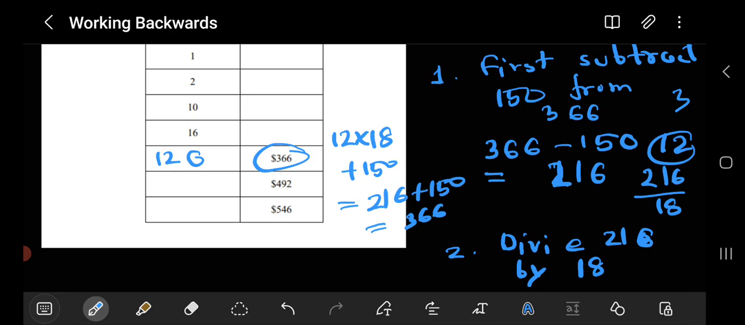So if you know what you did, 150 plus 18 times 10, and you want to undo this, first you are going to subtract. Instead of plus, you will be subtracting. Then instead of multiplication, you will be dividing. So you will be doing exactly the opposite thing to undo the operation. All right, so that's how working backwards works.